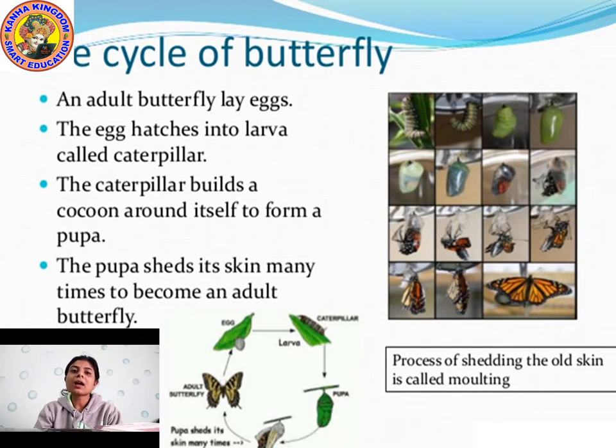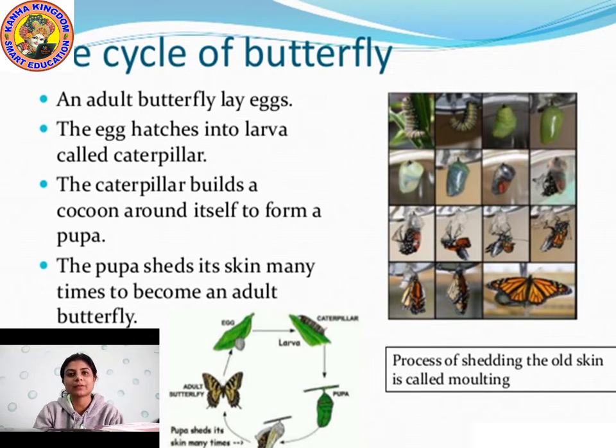Because the larva, the small young one that hatches out from the egg, is completely different from the adult butterfly. It looks completely different from the adult butterfly. That is why it is said that the butterfly also shows metamorphosis, because there is a vast change from the caterpillar to the growing stage of an adult butterfly.